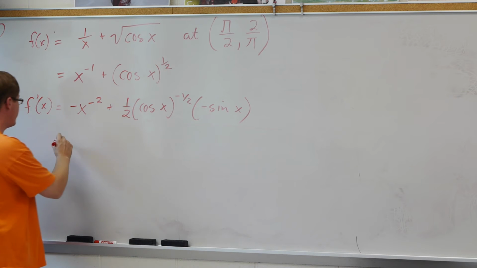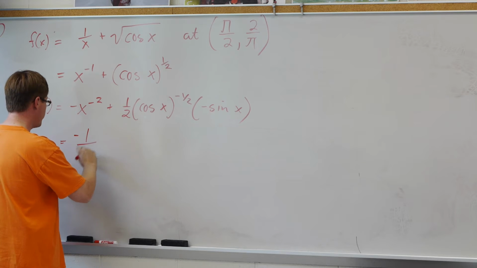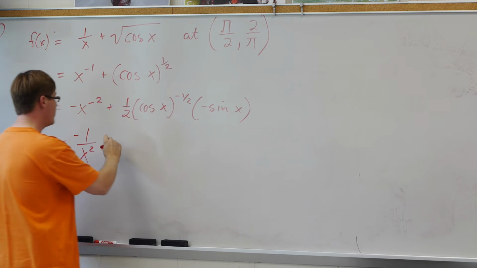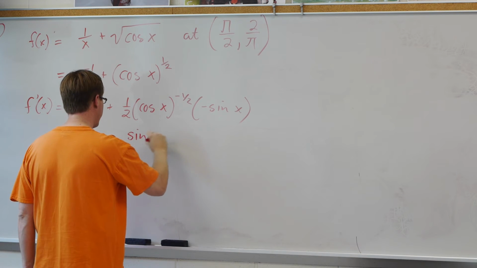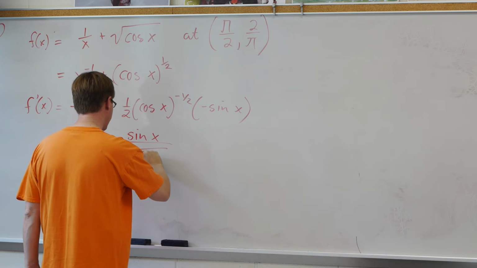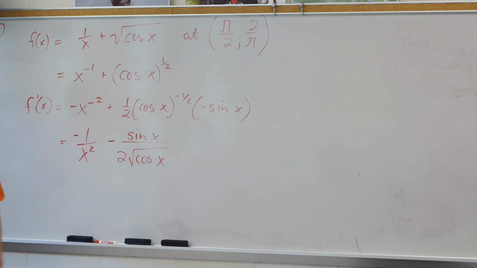Now I want to simplify this again, just getting rid of the negative powers. So it's -1 over x squared. And then this next one will be sine x over 2 square root of cosine x. And again, this is the kind of simplification I'd like you to start doing on all your problems now, if it applies. Again, it's just getting rid of the negative and the fractional exponents. So it should be easy. Now, next thing to do is plug in the point, but I want to make sure if there's any questions on the derivative.